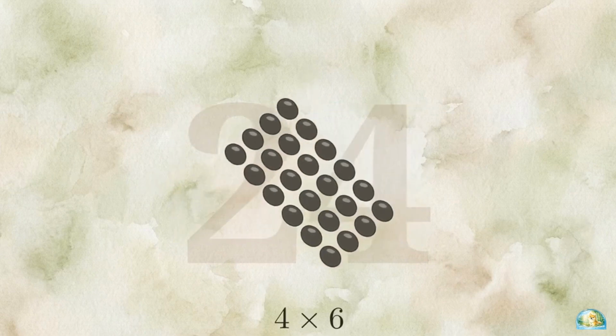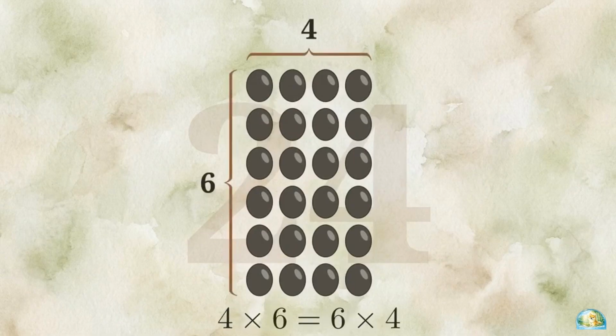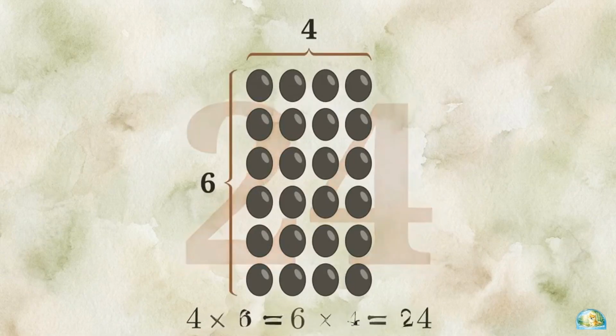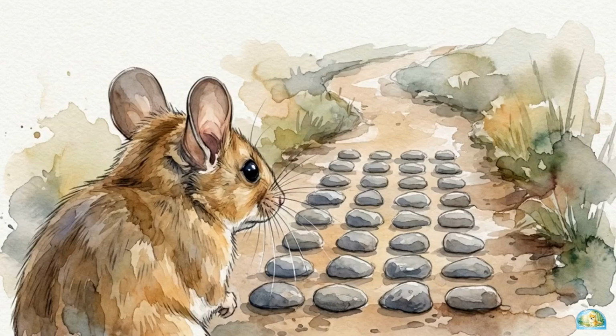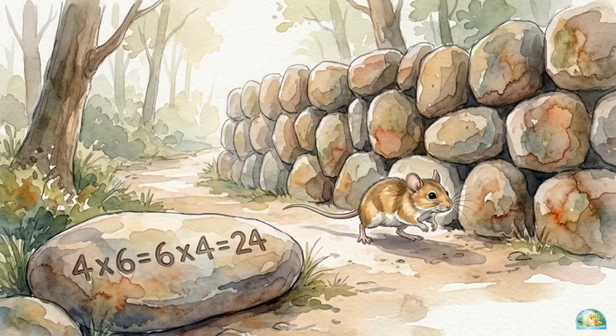If we turn the array on its side to make 6 rows of 4, the mass remains exactly the same, still 24. This specific maneuver relies on the commutative property. The order of the factors does not dictate the product. Changing the orientation solves the spatial problem while conserving the total amount. 4 times 6 equals 6 times 4, which equals 24.